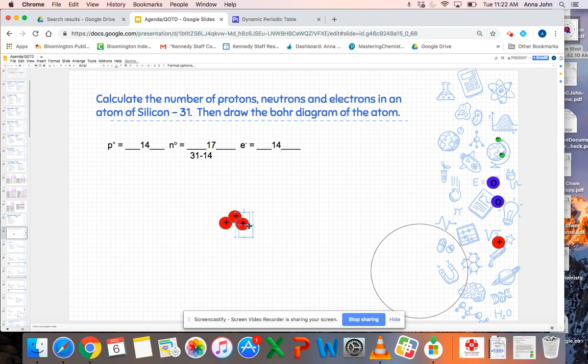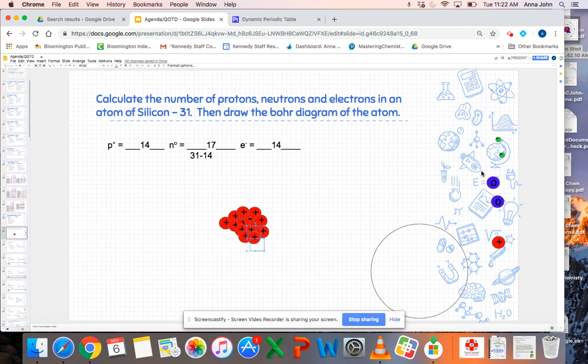A couple of things to remember as you're doing this. You want them to be tight together. They're a solid in the nucleus. They can overlap, but make sure that you can see that positive sign. 1, 2, 3, 4, 5, 6, 7, 8, 9, 10, 11, 12, 13, 14.